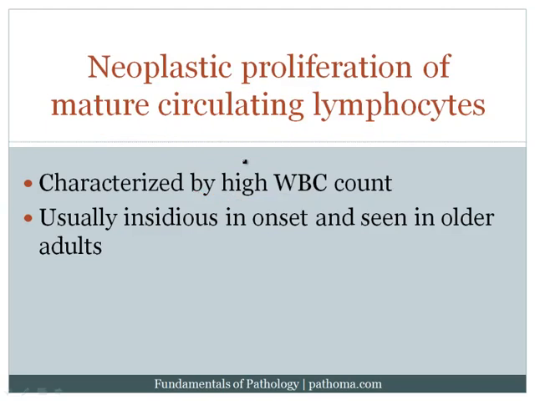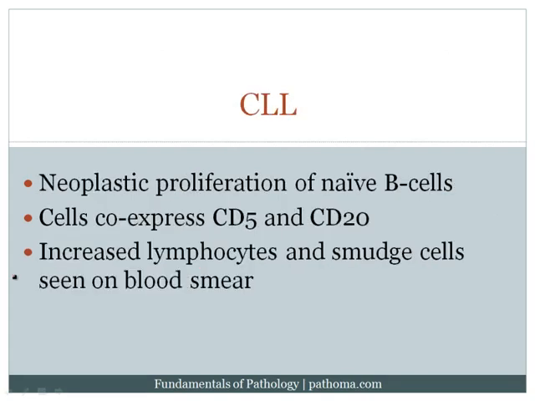Now, classically, this disease is insidious in onset. The patients present very slowly and they're often asymptomatic, and they can live a very long time with this disease. Again, it's classically seen in older adults. The prototypic chronic leukemia is chronic lymphocytic leukemia, or CLL. It's a neoplastic proliferation of naive B cells. Naive B cells are the B cells that have just been born from the bone marrow.